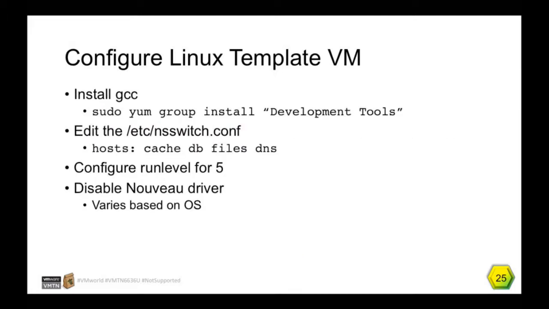That gets us to the rest of the little bits that need to be installed. We want to install GCC. Makes things so much easier. I happen to be a fan of just doing the development tools, but it varies depending on what you're doing with your virtual desktops. We want to set the NSS switch config. Then we're going to drop this into run level 5, disable Nouveau, and a lot of times at this point I'm SSH'd into my virtual machine just because I can run all of this stuff really quick.